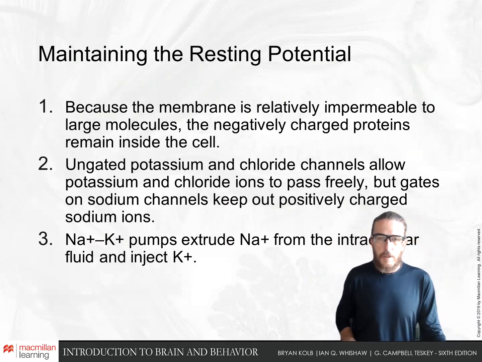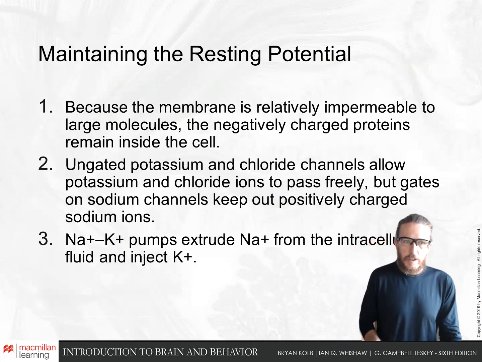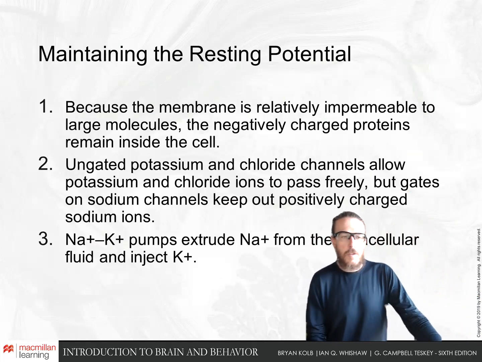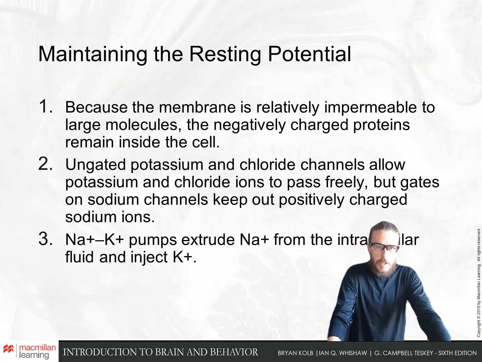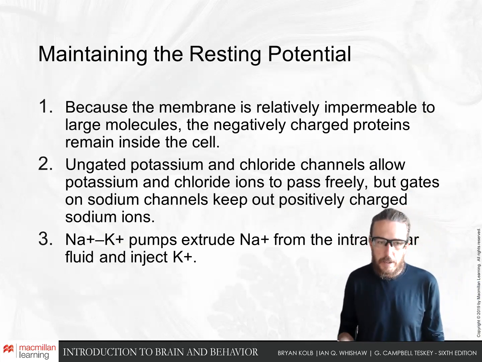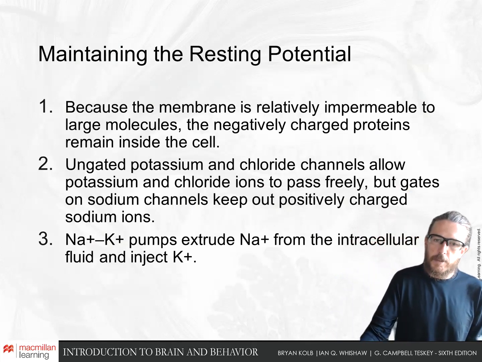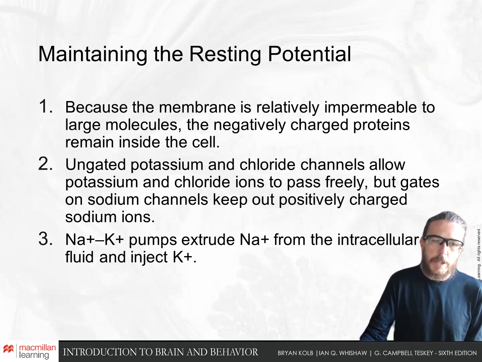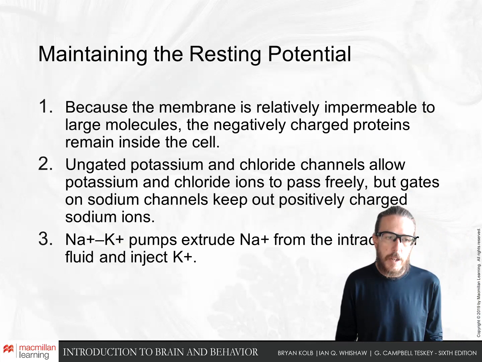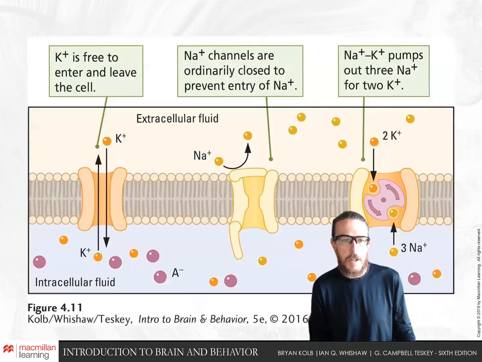So potassium and chloride channels are usually open in the cells, and these allow potassium and chloride to pass freely through. But sodium channels have gates, and generally sodium is kept out of the cell by these gates. And then finally, sodium and potassium are pumped in and out of the cell respectively. So sodium is pumped out of the cell, and potassium is pumped into the cell to make it more like a banana in the ocean. And these are actively done to keep up these concentration gradients.